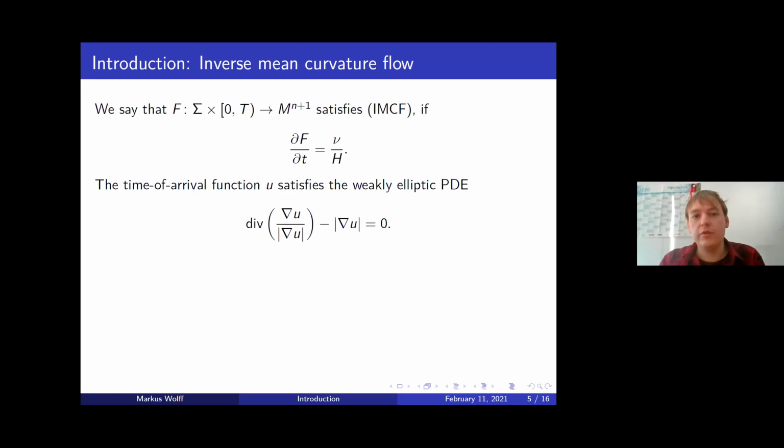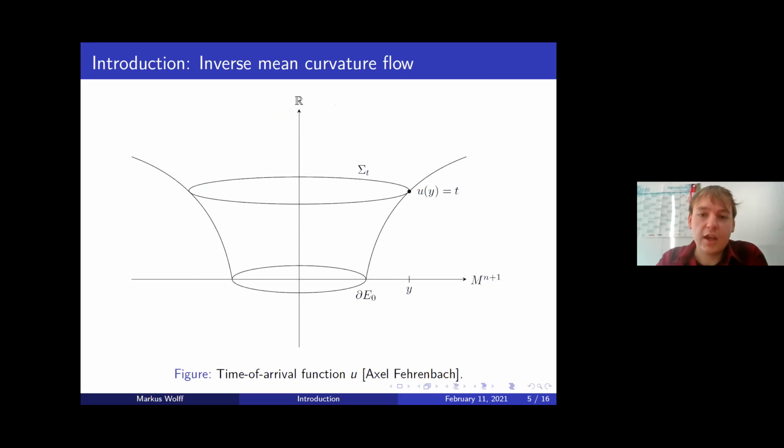But we can also equivalently describe this parabolic problem as a weakly elliptic partial differential equation for the time of arrival function u. Such a time of arrival function u, we understand as a function that on the initial surface is 0 and acquires the value t at a point y exactly when y is on the surface sigma t. But both of these notions of inverse mean curvature flow require strictly positive mean curvature or the notion of a unit normal as the gradient of u.